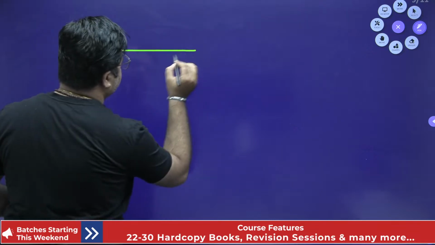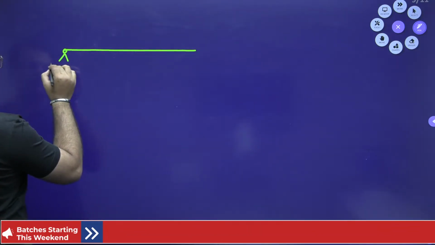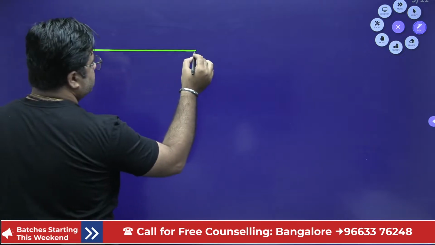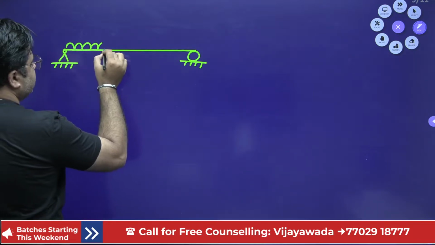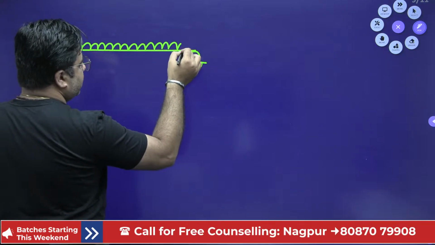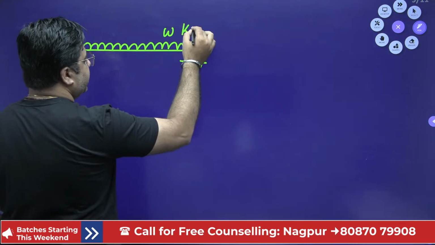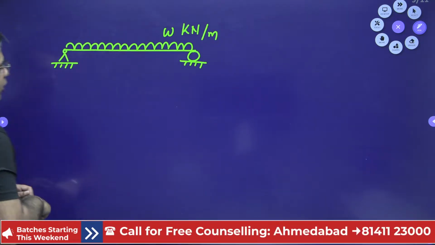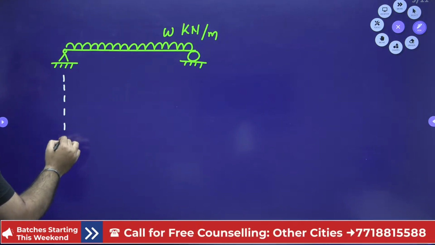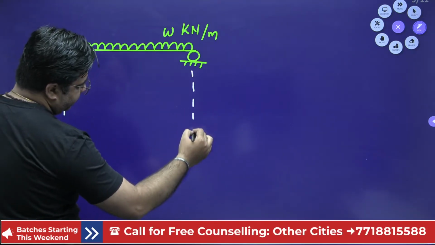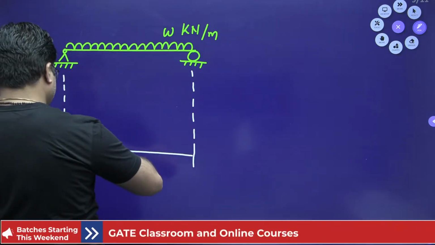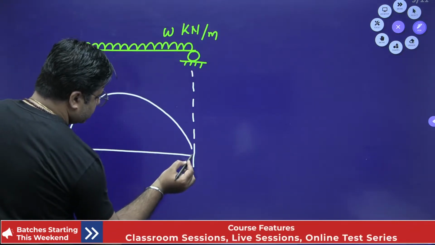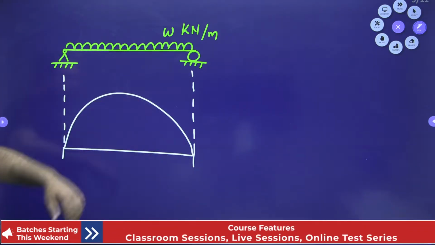Now plotting this. So you have this beam. Over this UDL is acting, and the intensity of UDL is W kilonewton per meter, sorry. In order to plot the bending moment diagram, this bending moment diagram will be the downward opening parabola. And this is how the downward opening parabola looks like, right? This is the downward opening parabola.